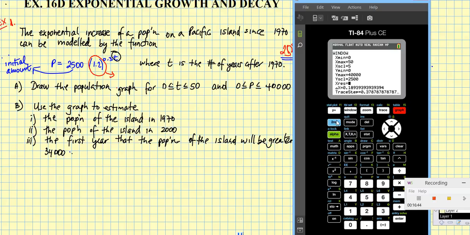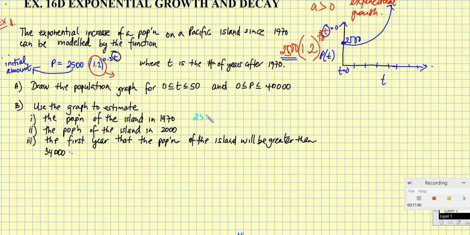So one way I could go about doing that is by going to the second function, calculate button, and I could press the value button. So press enter and value. And that allows me to put in there any value of x I want. So if you look underneath here, it says x equals, and if I place that equal to 0, it tells me that 2500 is my value of the y. So I know that my value of the y here is 2500.